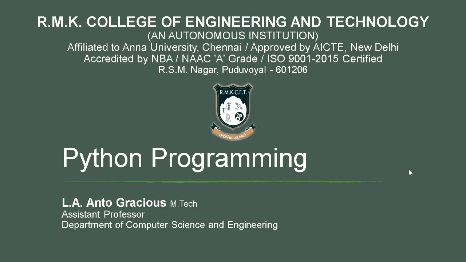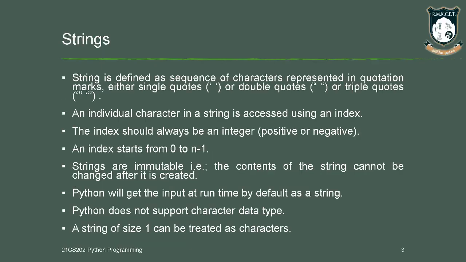Today we are going to see a concept from the course Python programming. Here we are going to see the concept of string and the connected concepts with respect to the string. A string is said to be a sequence of characters, and that sequence of characters will be represented within the quotes or quotation mark.